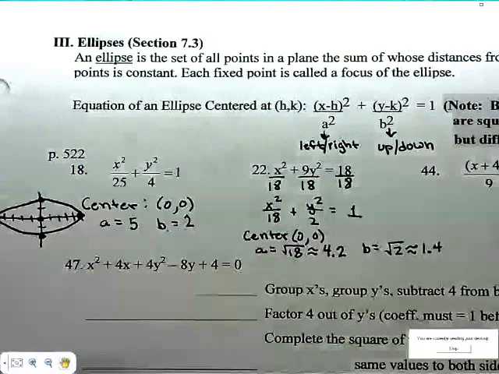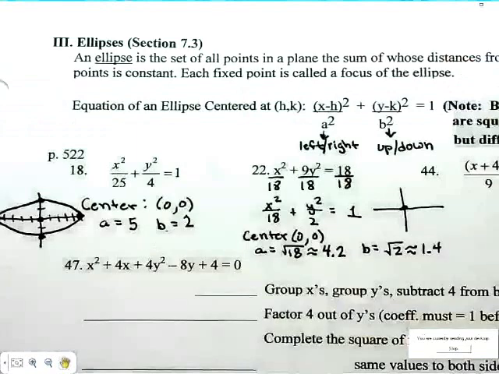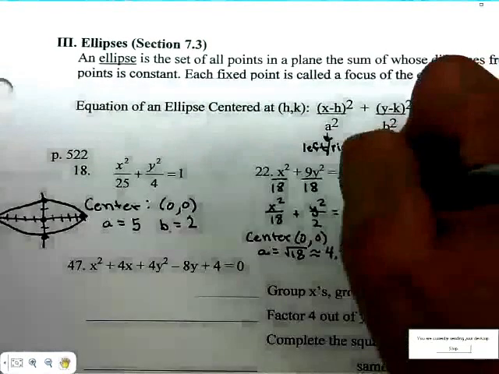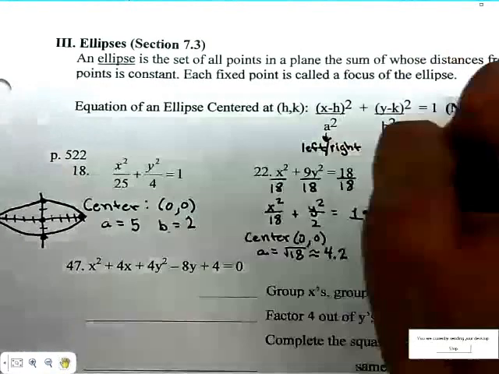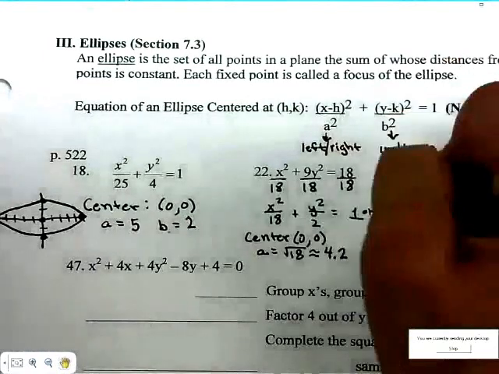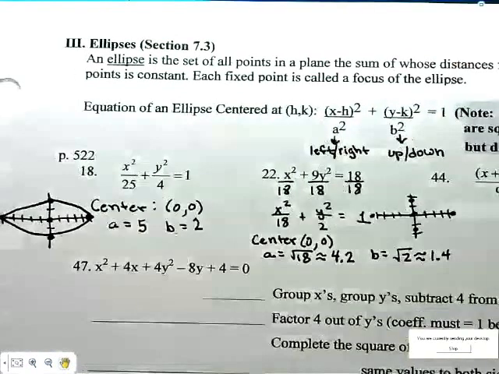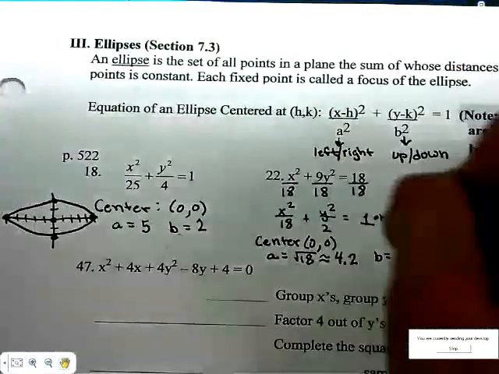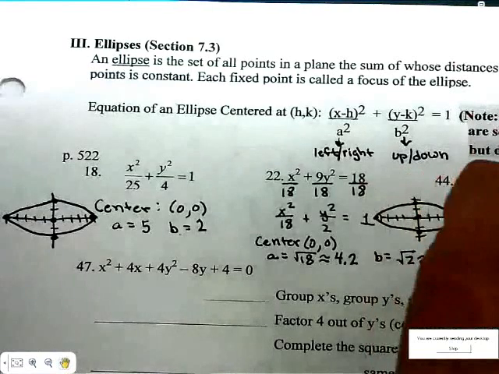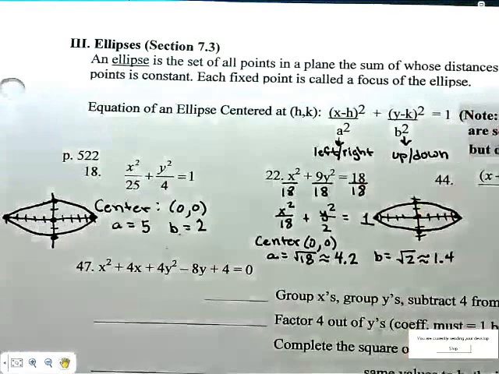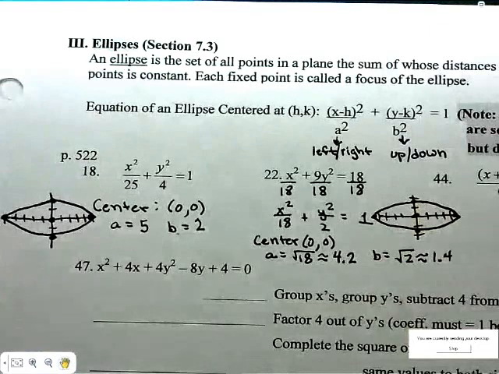All I have to do to graph that ellipse is plot the center, go to the left and to the right, just a little over 4. Up and down about 1.5. Any questions?